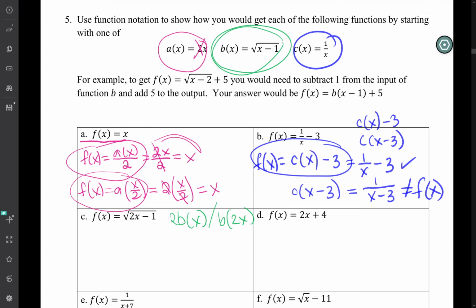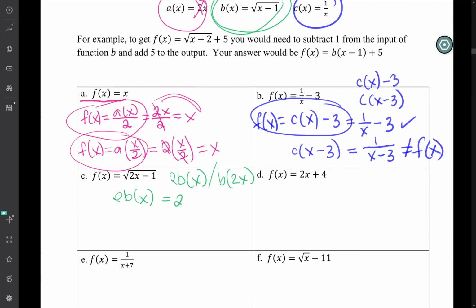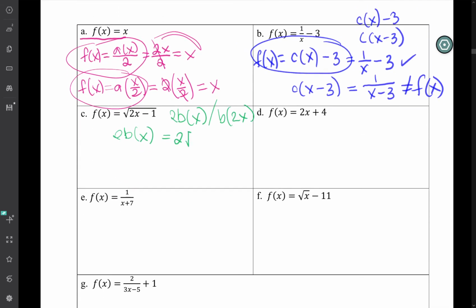And then you can just try. If you do 2b of x, that says take the output of b and multiply it by 2. The output of b is the square root of x minus 1. That's not my f, so that's no good.